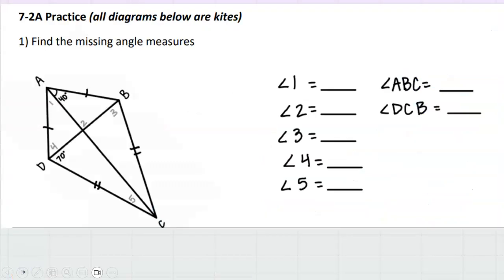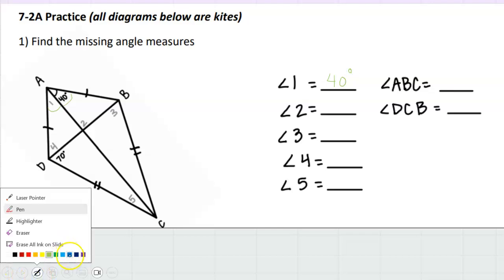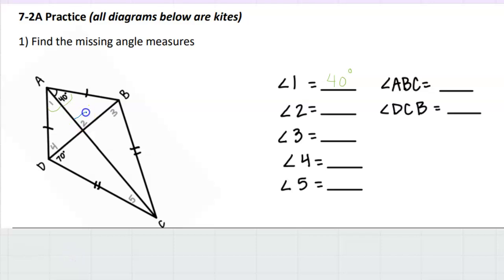So if I practice this, I'm going to go through and say, well, angle 1, well, I know angle 1 and angle 40 have to be congruent because the long diagonal bisects those angles. I know that angle 2 has to be a right angle because the diagonals are perpendicular.